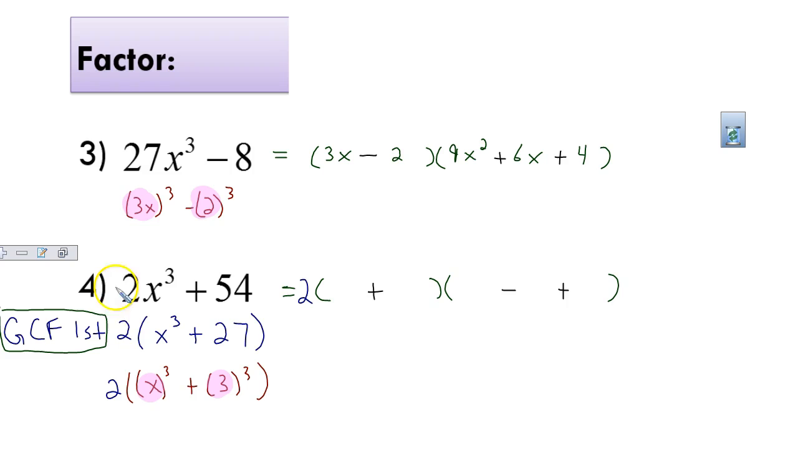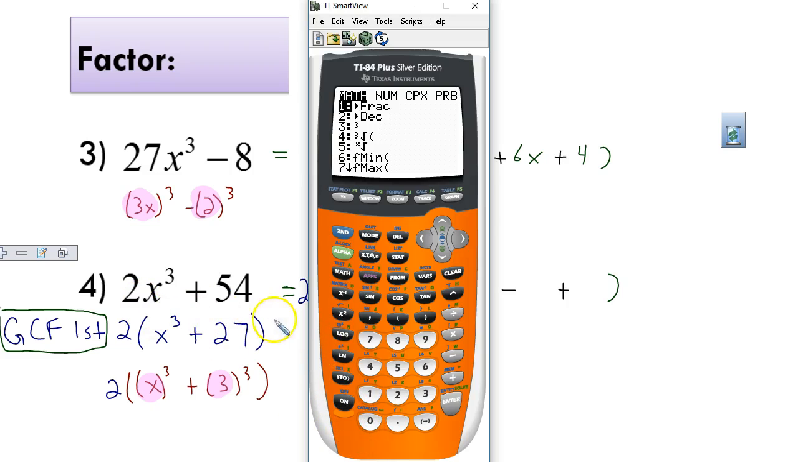Number 4 has something kind of unique that you see sometimes. Let's say that I didn't realize that there was a GCF here first. So what I would do is get my calculator out, and I might try to take the cube root of, let's see, that's number 4, fourth option. I might try to take the cube root of 54, and what's going to happen is I'm going to get a decimal, and I'm going to say, well, that didn't work. Well, that's a clue to you that this is not going to factor easily, and there's some reason for it.